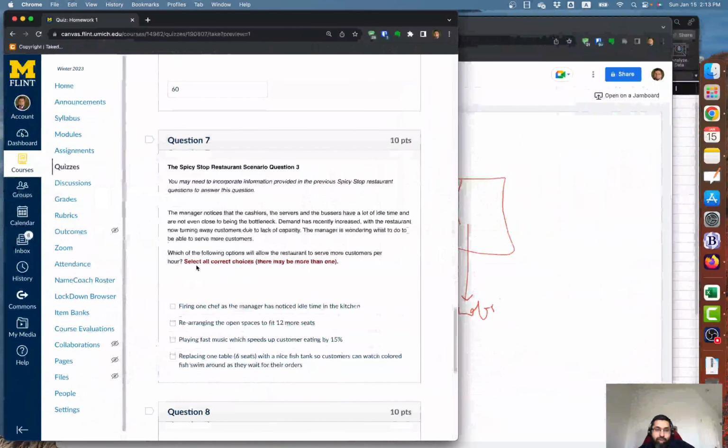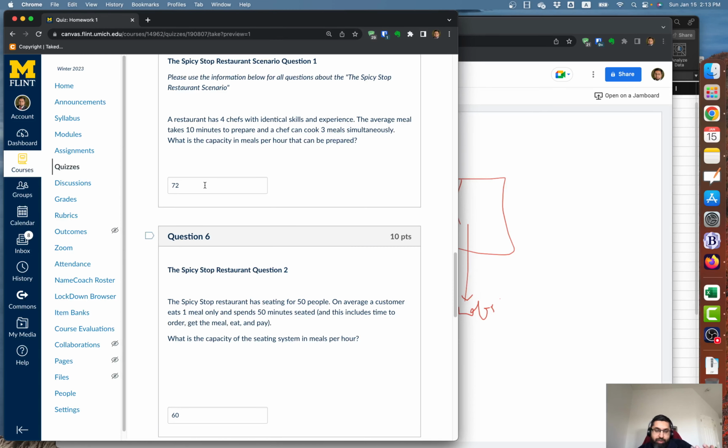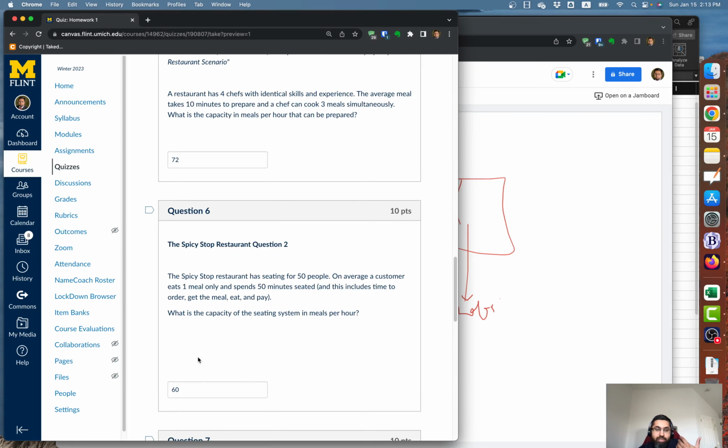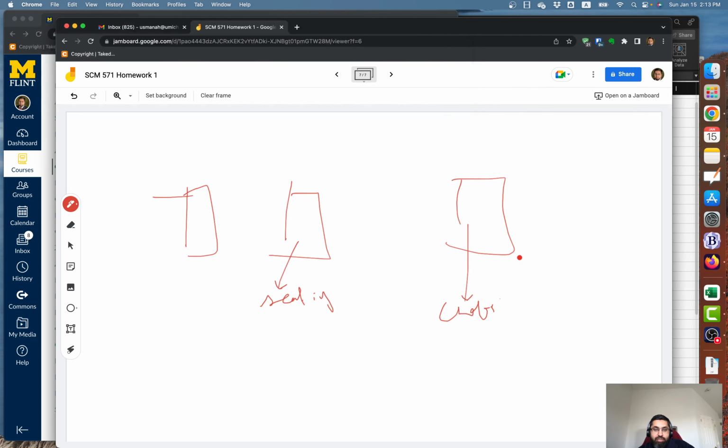So if you look at the answers to question 5 and 6, capacity of the meal prep area is 72 meals per hour, or 72 customers, assuming these customers order one meal. And the capacity of the seating system is 60 customers per hour. So the bottleneck has the lowest capacity. So which of the two is the bottleneck? Has to be the seating system. So the seating system has the lowest capacity, so this is the bottleneck. And so the capacity of my restaurant is the capacity of the seating system, which is 60 customers per hour.